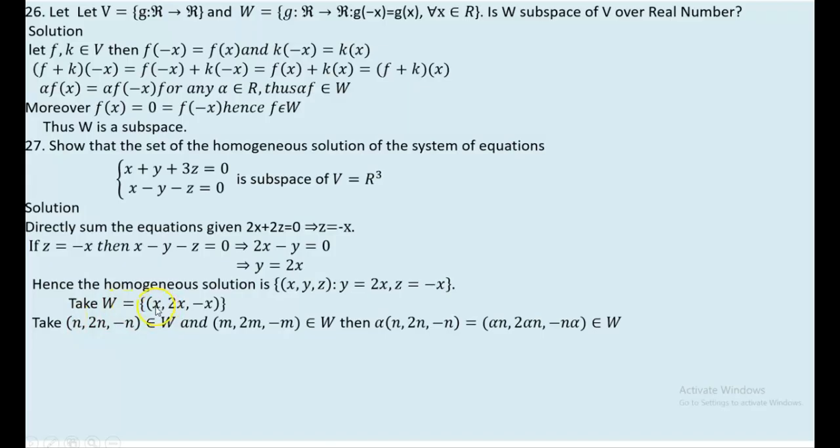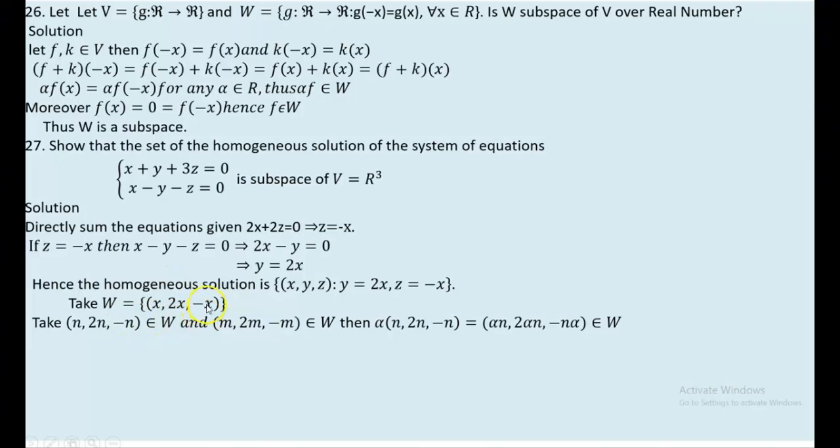For example, if I take a variable n, it will be n, 2n, minus n. It's an element of W. For an element to be part of W, the first entry must be multiplied by 2 to be considered as the second one, and the third entry is the negative of the first one. Do the same, just change the variable x to m: m, 2m, and minus m is again in W. Now the question is, do you think that the sum can also be here in W? Let's check. The sum of these two is going to be basically n plus m, and you can take 2 as a common factor, then n plus m comes, and minus m is the same as minus of n plus m. So yes, it is closed under the operation addition.